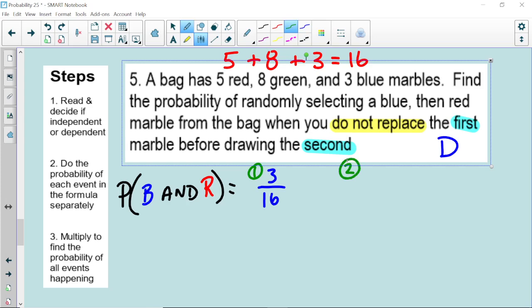Alright, so event number 1, I give the bag to TJ. And TJ picks out a blue. And TJ keeps the blue.